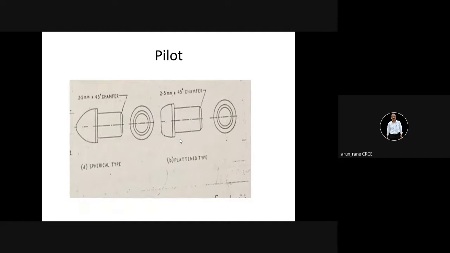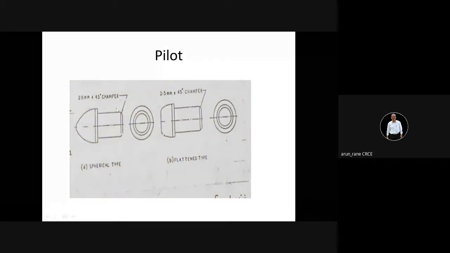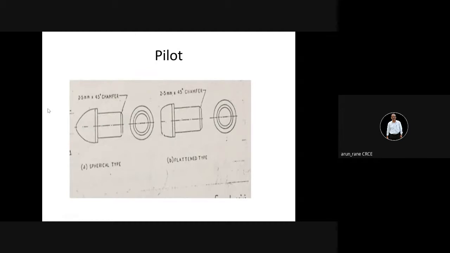These are the guide punches. So usually these spherical type of punches are used for locating the already pierced hole. And remember, the height of this pilot punch or the guide punch should be more than the subsequent punches so that it will enter the hole first. Because the pilot punch has to enter first, then only it can locate the strip.